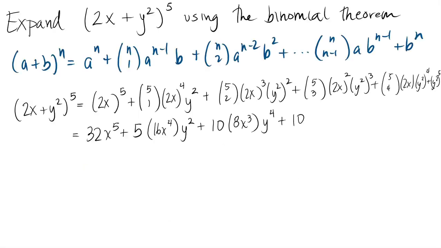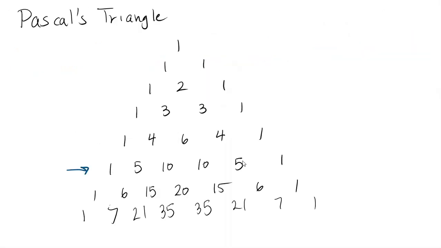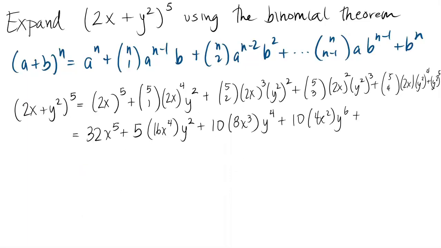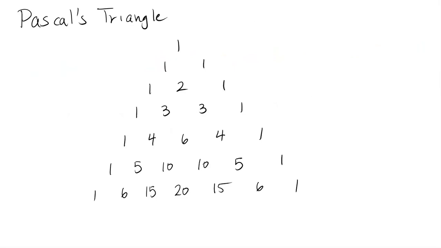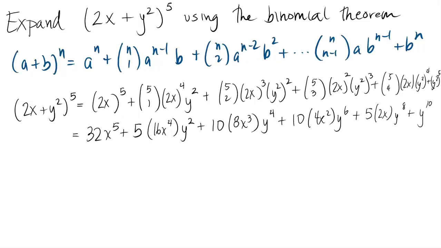We need to finish this term off. Squaring 2x gives us 4x squared. Cubing y squared is y to the 6th. 5 choose 4. 5 choose 4 should be 5. Look at the triangle. There it is. 5 times 2x times y to the 8th. And then the last term is y squared to the 5th, which is y to the 10th. The coefficient here is 1. Check the triangle. Yeah, the coefficient is 1.